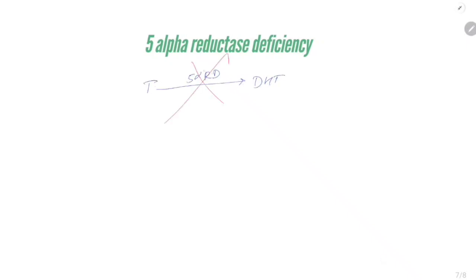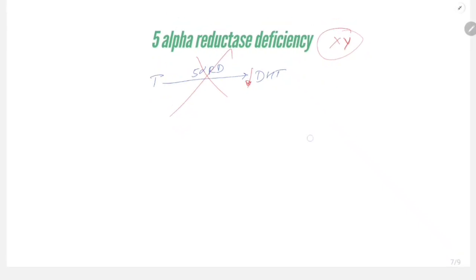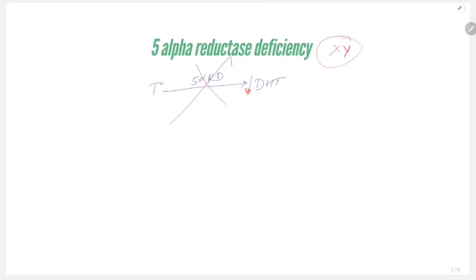Next, 5-alpha reductase deficiency. So testosterone will be converted to DHT. If this step does not happen, DHT will be low. The karyotype is going to be XY only, because the testosterone is not acting properly in an XY individual. So how is the patient going to present? The patient has testis, because the Y chromosome is present, so testis is present.